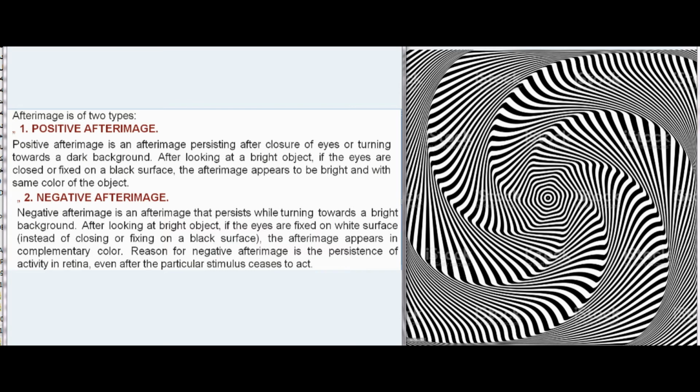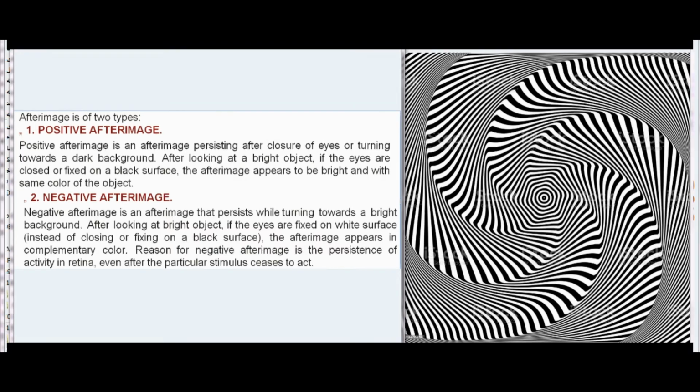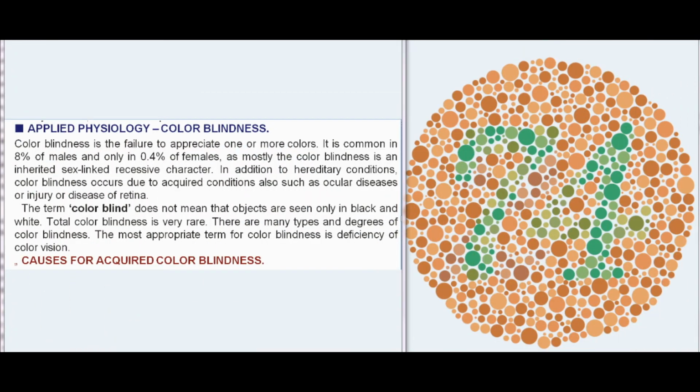2. Negative afterimage. Negative afterimage is an afterimage that persists while turning towards a bright background. After looking at a bright object, if the eyes are fixed on a white surface, instead of closing or fixing on a black surface, the afterimage appears in the complementary color. The reason for negative afterimage is the persistence of activity in the retina, even after the particular stimulus ceases to act.